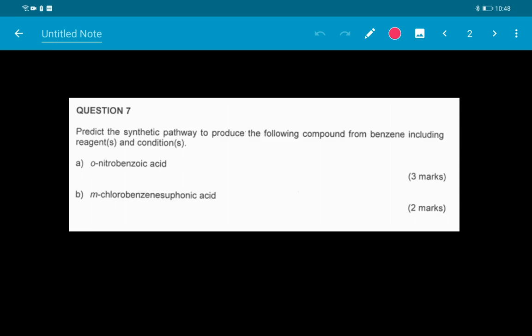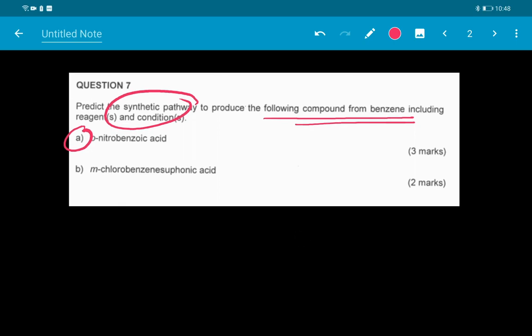For instance, predict the synthetic pathway to produce the following compound from benzene, including reagents and condition. So basically, this question will require you to produce the product. For instance, A is ortho-nitrobenzoic acid. In order to do this, you need to know how to draw the correct structure based on the name. So for ortho-nitrobenzoic acid, we're going to draw the benzoic acid first. Benzoic acid is drawn as a benzene with attachment to the COOH.